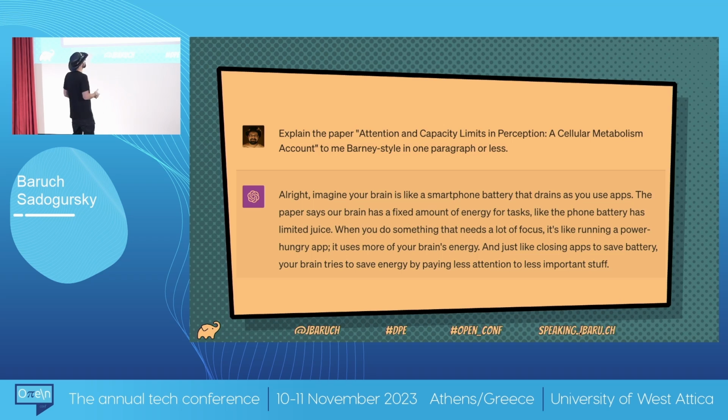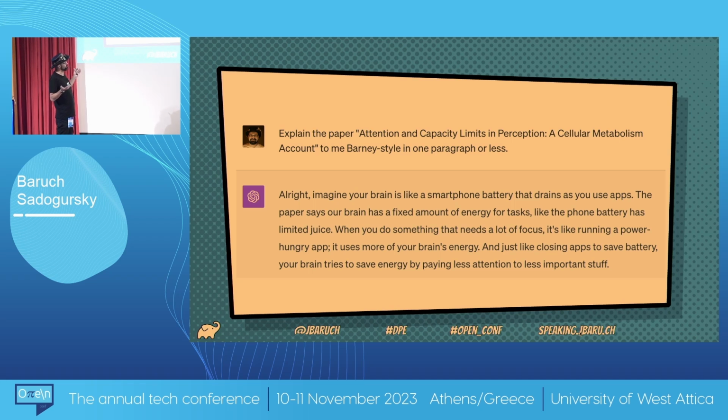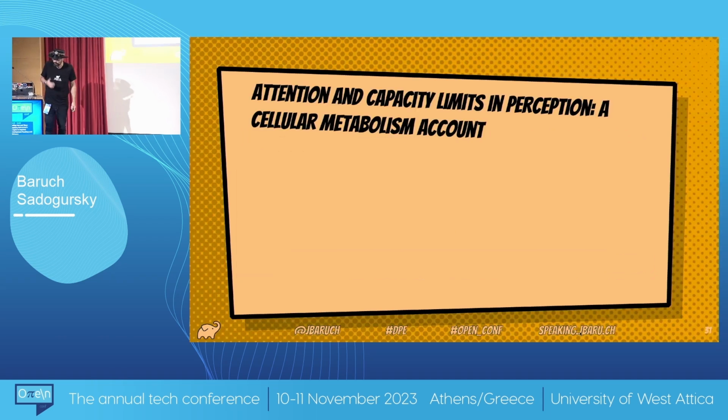All right, imagine your brain is like a smartphone battery that drains as you use apps. The paper says our brain has a fixed amount of energy for tasks, like the phone battery has limited use. When you do something that needs a lot of focus, it's like running a power-hungry app. It uses more of your brain's energy. And just like closing apps to save battery, your brain tries to save energy by paying less attention to less important stuff. This is exactly what Daniel Kahneman spoke about with System 2, right?